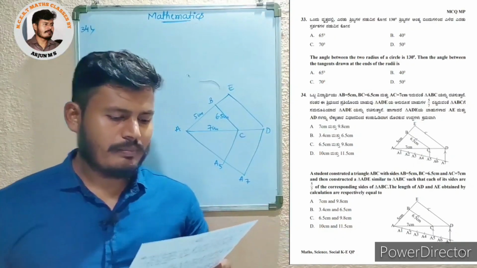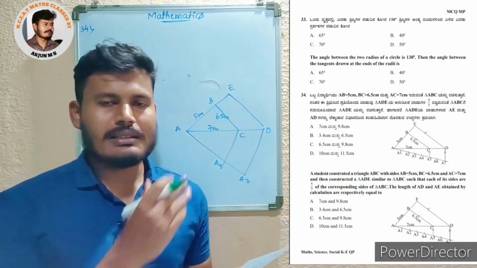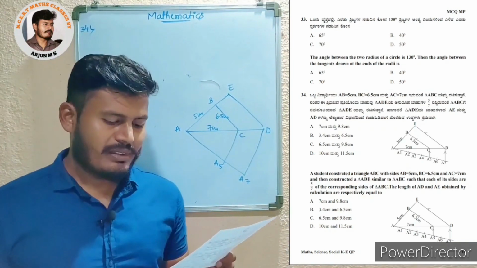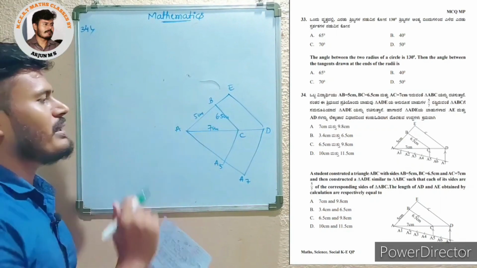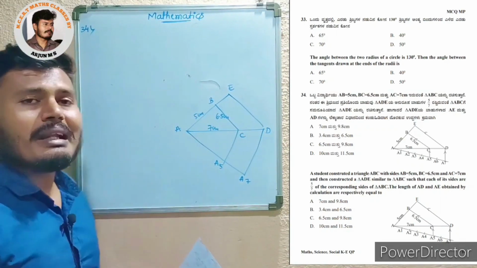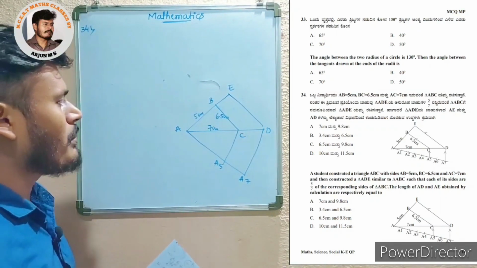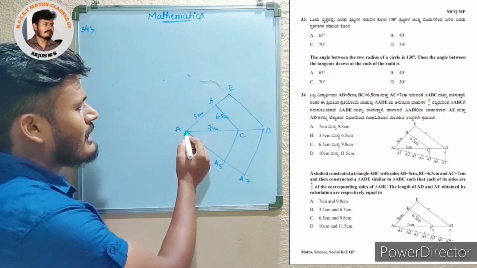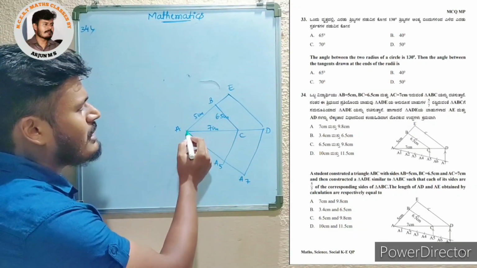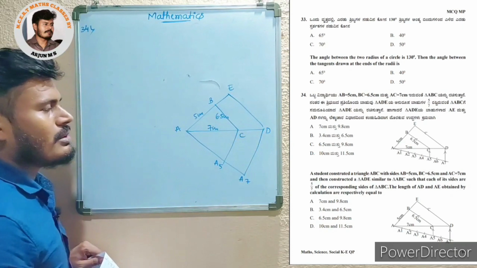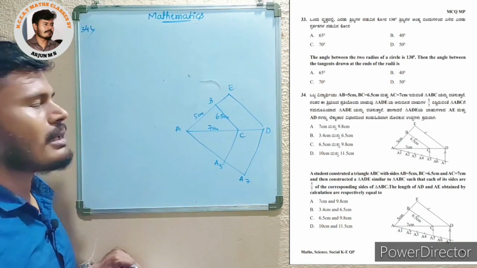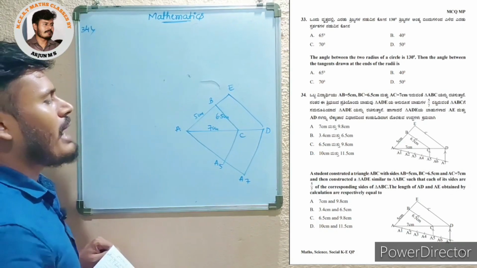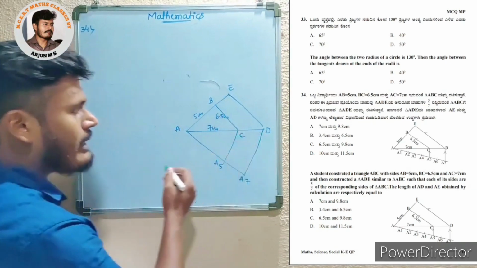Then the 34th question. You just observe the figure here. This is a similar triangle construction problem. So here we know that triangle ABC is similar to triangle AED, right? So according to the basic proportionality theorem, we can easily find out the values of AE and AD, right?